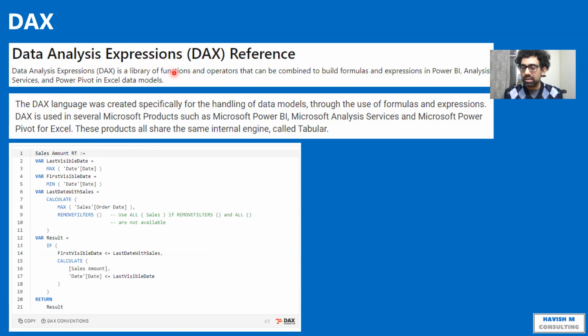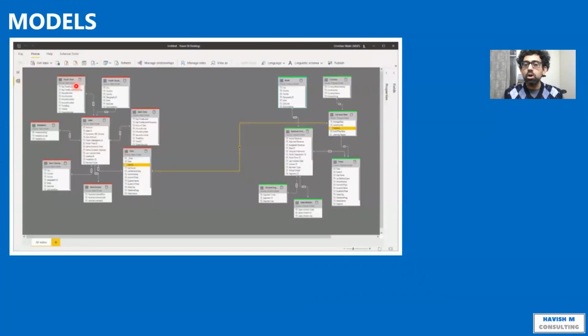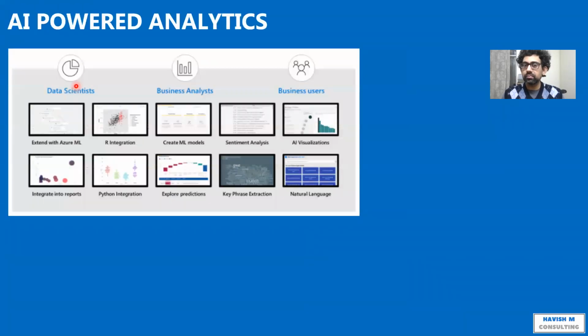So DAX is a library of functions and operators, just like Excel, that can create formulas and expressions, just like Excel. And where does it work? Power BI, SQL Server, and Power Pivot, the one that I showed you, right? This is how a model is created. Like you create a model on SQL or on MS Access, you can create this model on Power BI to connect multiple data sets together. There are also AI-powered analytics that are already there in Power BI, and Microsoft will keep on adding more and more such options in the future.